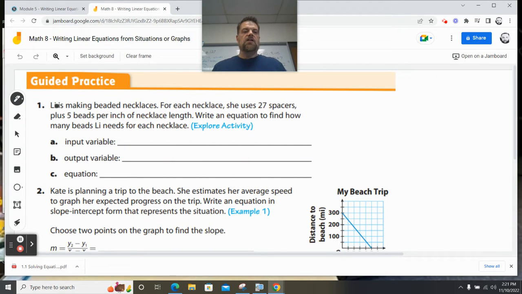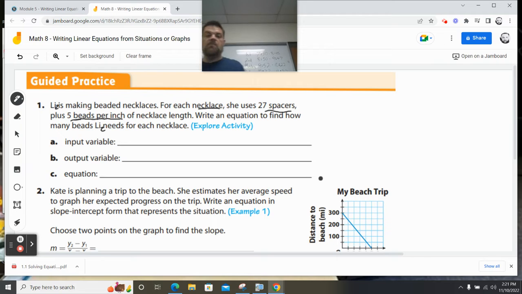Liz is making beaded necklaces. For each necklace, she uses 27 spacers. All right, so there's two things, spacers and necklaces. And it says plus 5 beads per inch of the necklace length. Write an equation to find out how many beads Liz needs for each necklace.